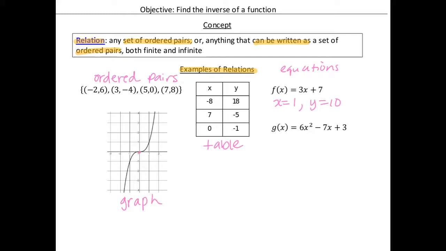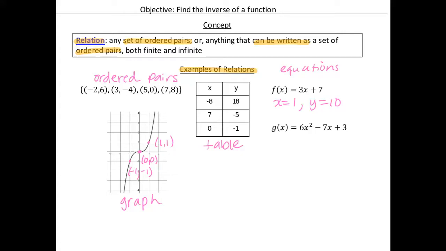And then I also can see them as a graph, because I can see the 0, 0 is a coordinate point here. I also have 1, 1 and -1, -1. So basically anything that you can write as an ordered pair is called a relation. Okay? You have x and you have a y for all of them.